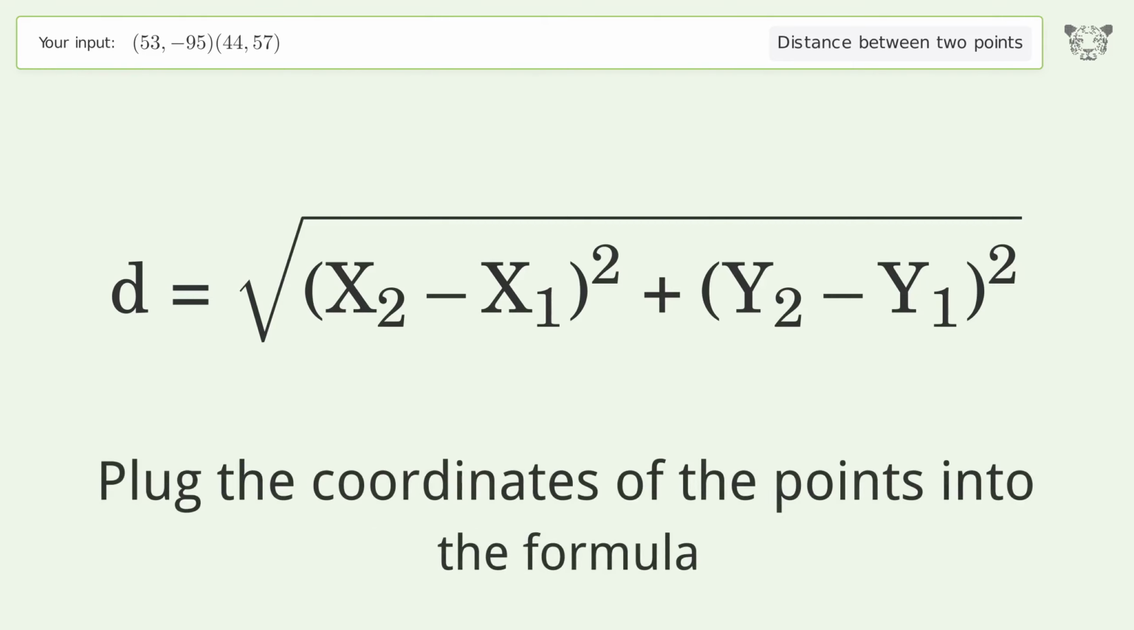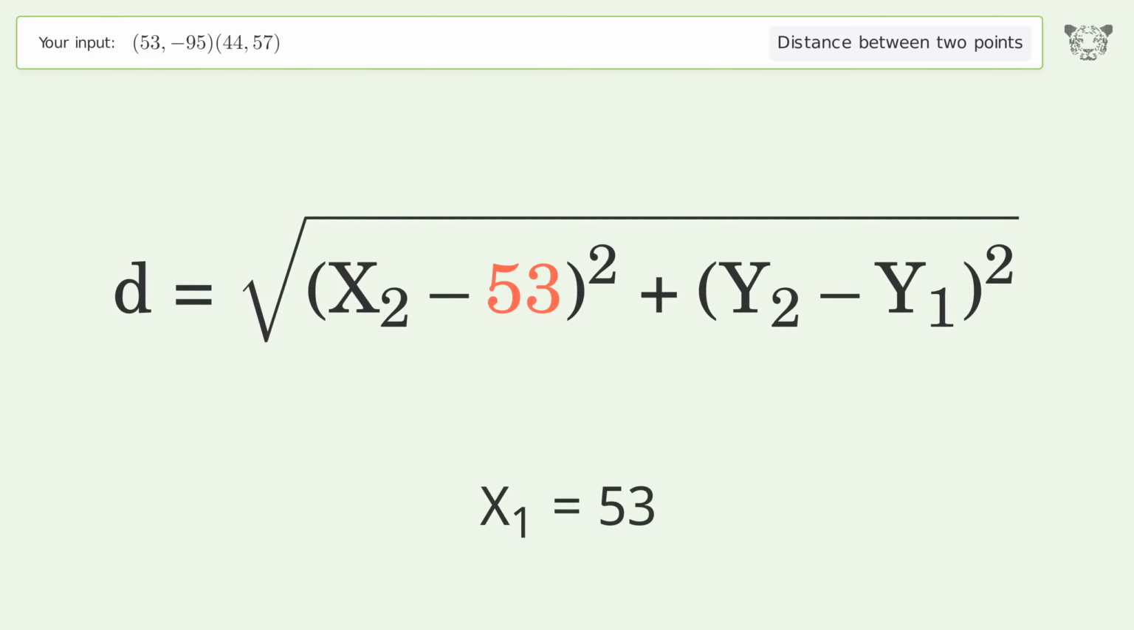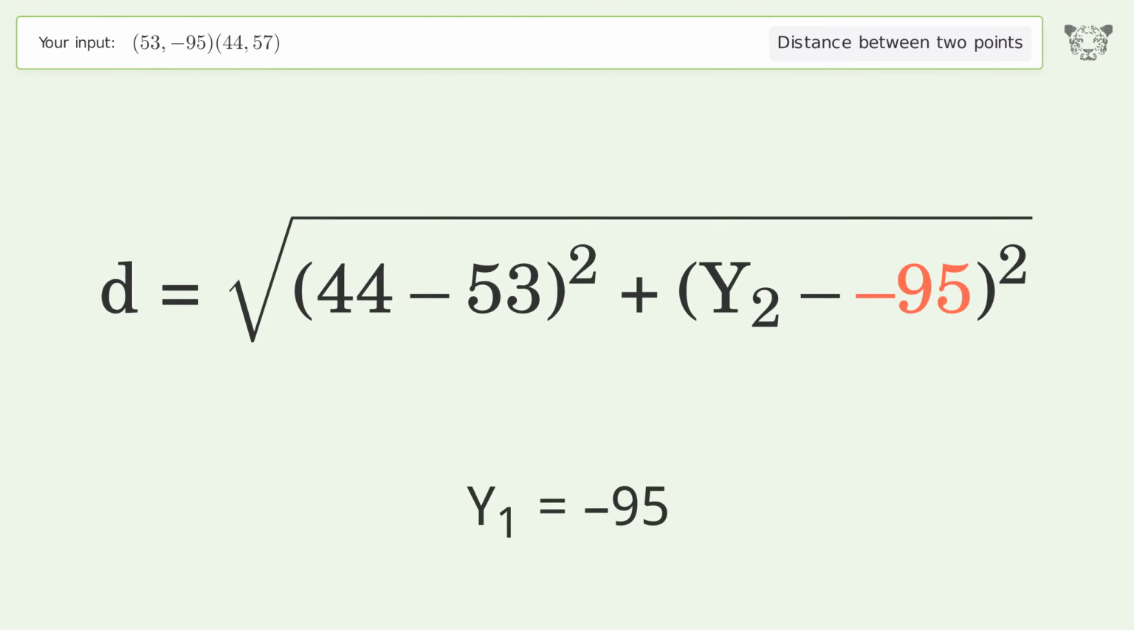Plug the coordinates of the points into the formula. x1 equals 53. x2 equals 44. y1 equals -95. y2 equals 57.